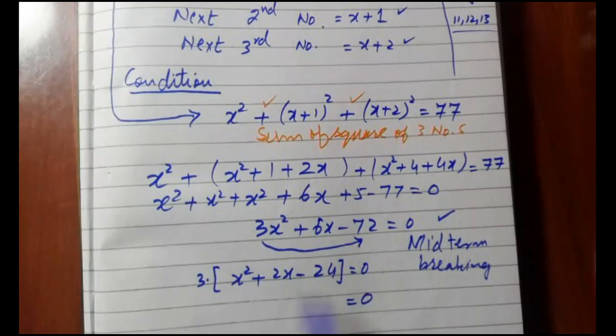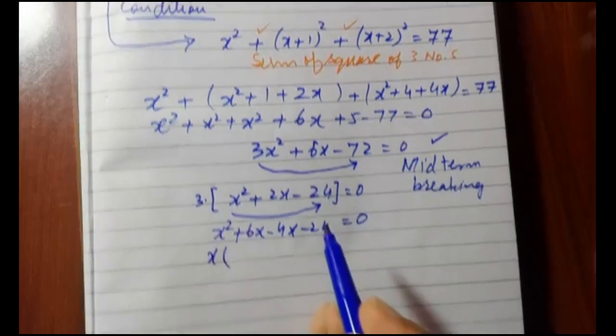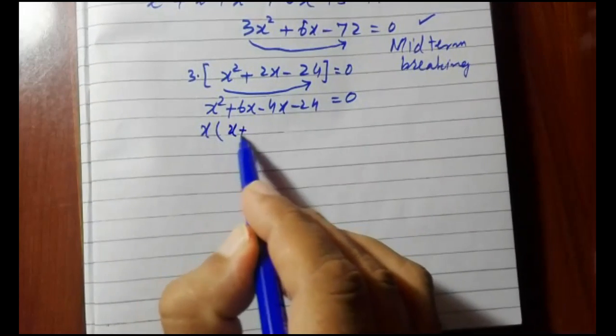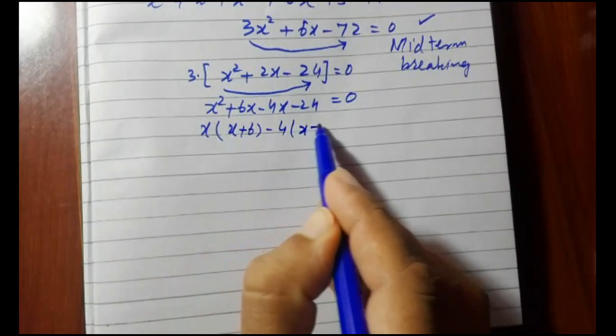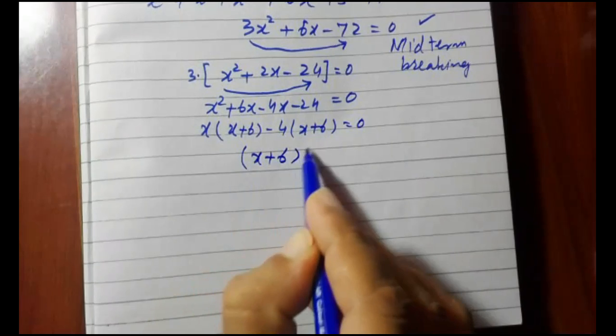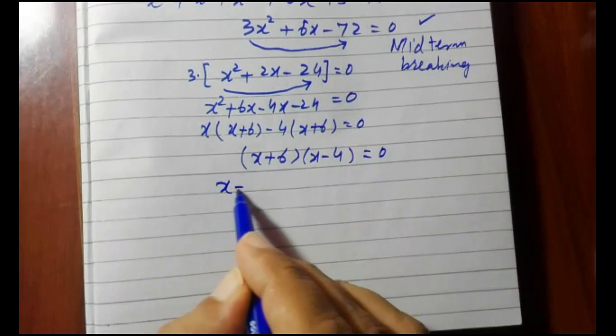And then if you go for the midterm breaking, you need to find the factors of 24. So x square plus 6x minus 4x minus 24, and if you take x common, it will become x plus 6. If you take minus 4 common, it will become x plus 6 again. So the two factors will be x plus 6 and x minus 4, and you will get two values: x equals to minus 6, x equals to 4.